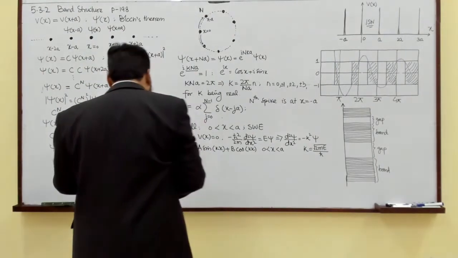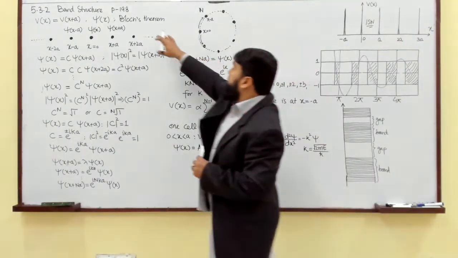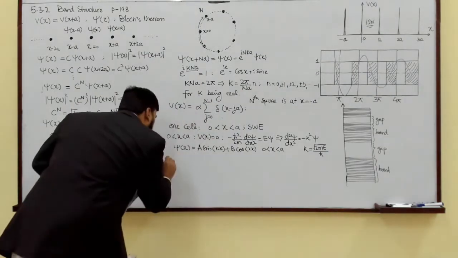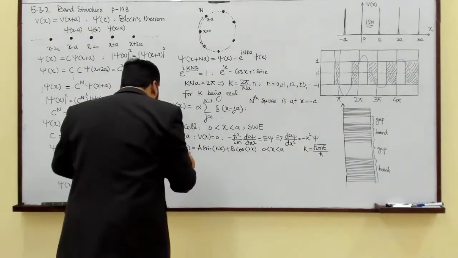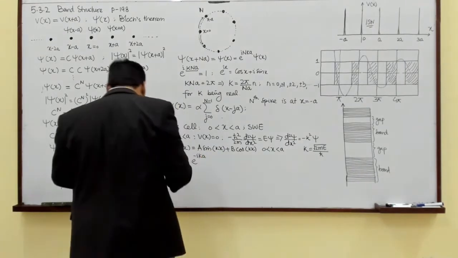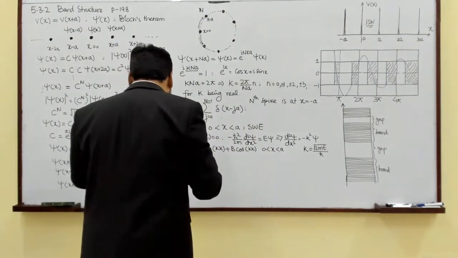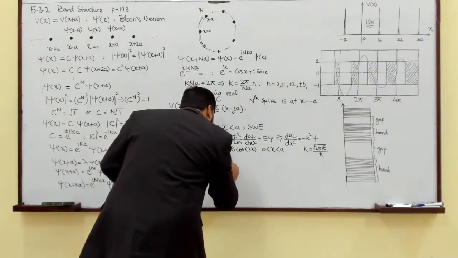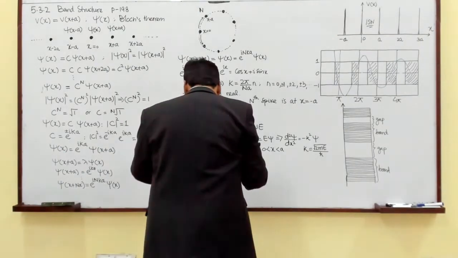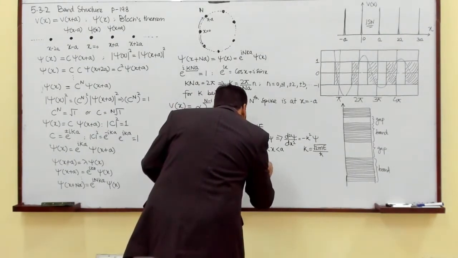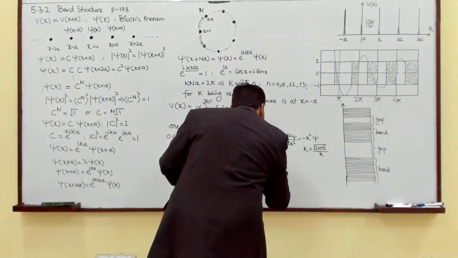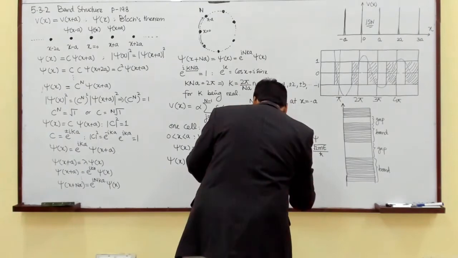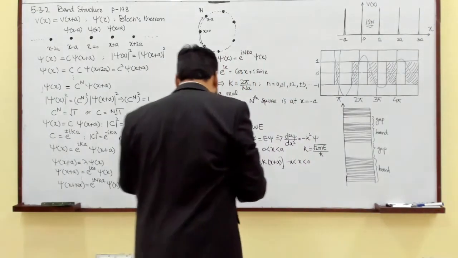Now I will utilize Bloch's theorem for this cell, meaning I will apply it here, and psi of x will become e to the power minus iKa, because I'm going this way, times A sin k(x plus a) plus B cos k(x plus a), and this is in the interval when x is less than 0 and greater than minus a.